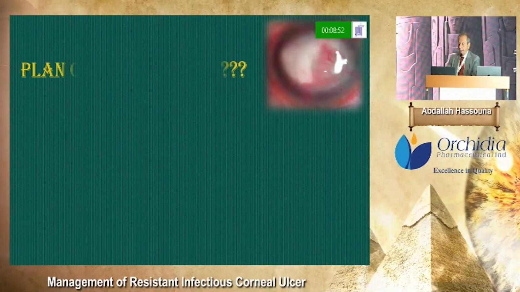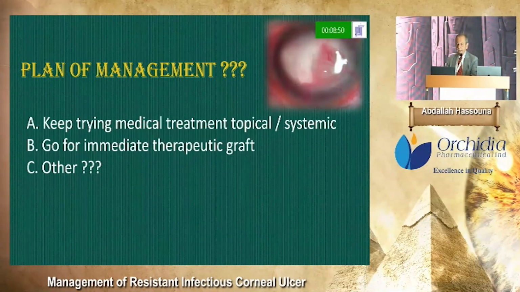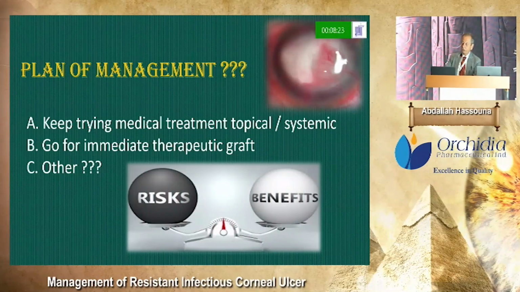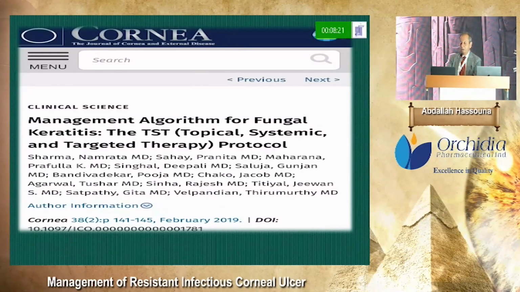So what to do here? The plan of management is either to keep on trying the medical treatment, but this will delay your decision for keratoplasty with loss of vascularization, which can jeopardize your graft, or to go for an immediate therapeutic graft, which is a little bit risky because the infection is still there. It is hidden in the trabecular meshwork, and you can have a repeated infection of your graft. So you have to weigh your risk against the benefits.